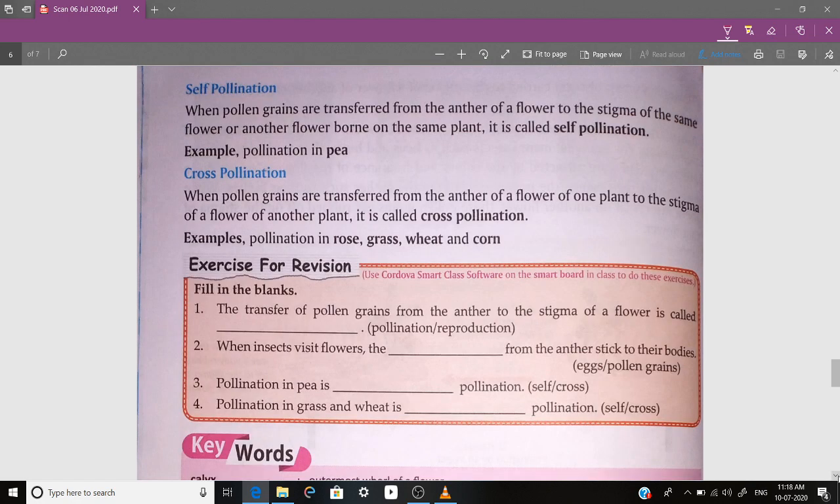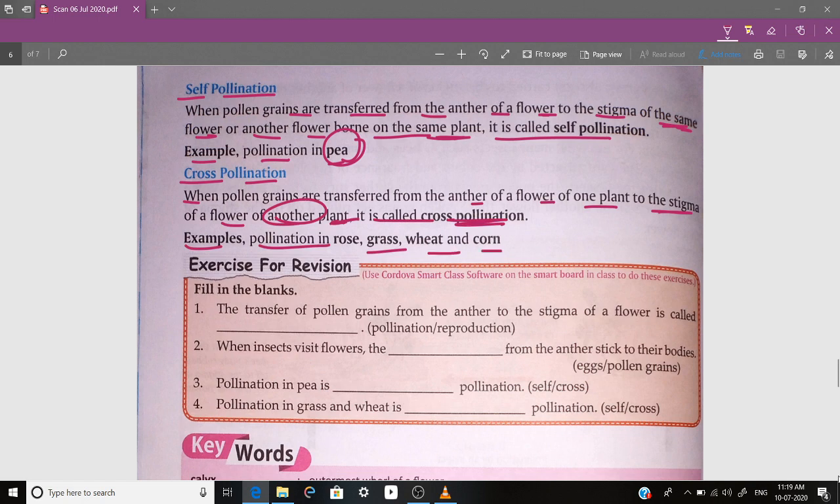Now students, let us understand more about self pollination. When pollen grains are transferred from the anther of a flower to the stigma of the same flower or another flower born on the same plant, it is called self pollination. Example, pollination in pea. And what is cross pollination? When pollen grains are transferred from the anther of a flower of one plant to the stigma of a flower of another plant, it is called cross pollination. For example, pollination in rose, grass, wheat, corn.